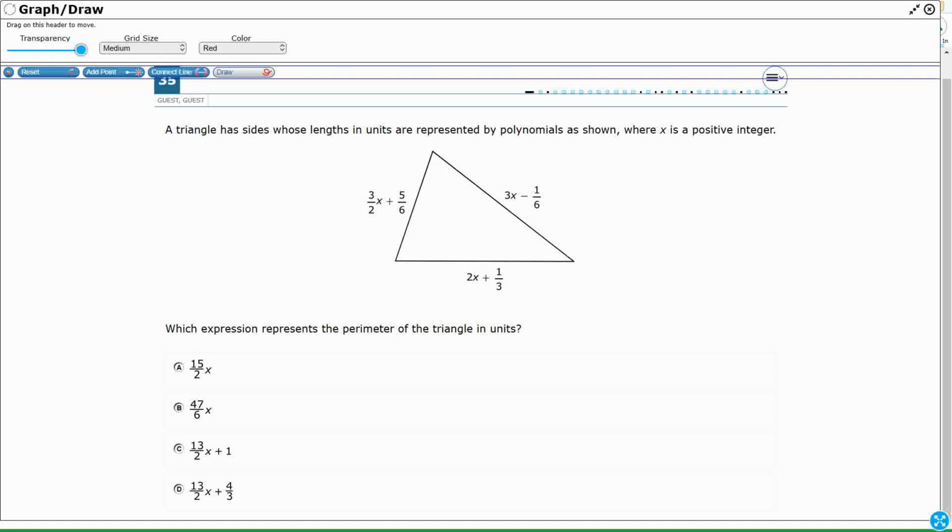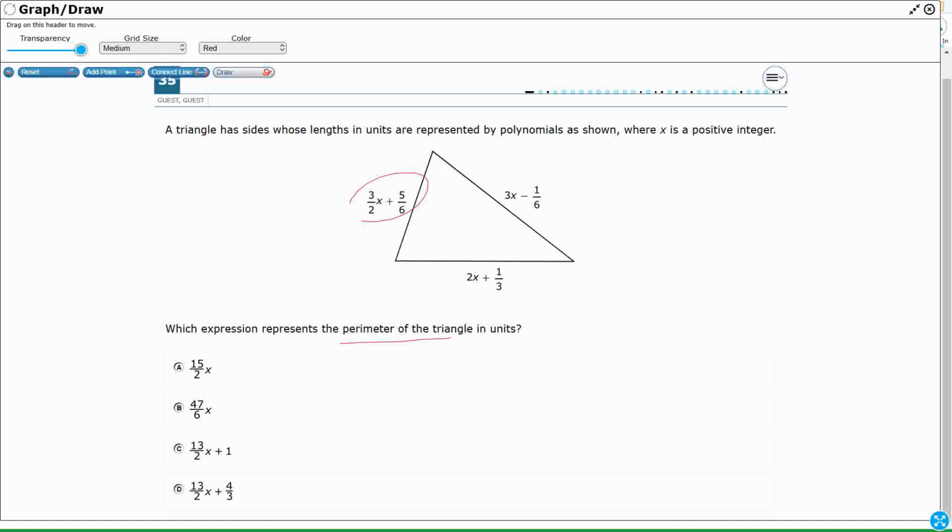All right, so we've got these three side lengths who added together make the perimeter of this triangle, and that's what we're looking for. So really, we're just needing to add this plus this. So let's write this first in just a long expression here. 3 halves x plus 5x, right? Because when we find the perimeter, we just add all the sides. So then we've got a 3x minus 1/6. And then we've got a 2x plus 1/3.